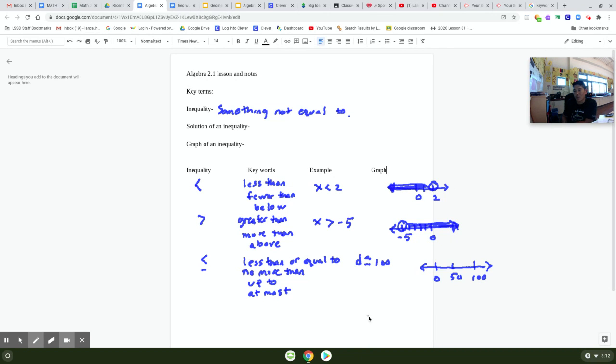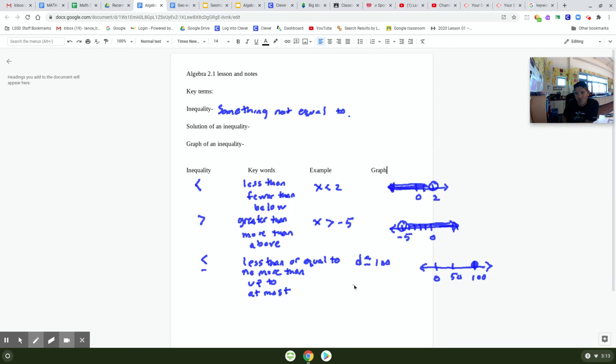And then to show the solution set to the inequality, D is less than or equal to 100. Now the number 100 can be included, specifically because of the equal to sign. So I want a filled in circle. 100 is less than or equal to 100. And then all the numbers that are less than or equal to 100 are to the left.